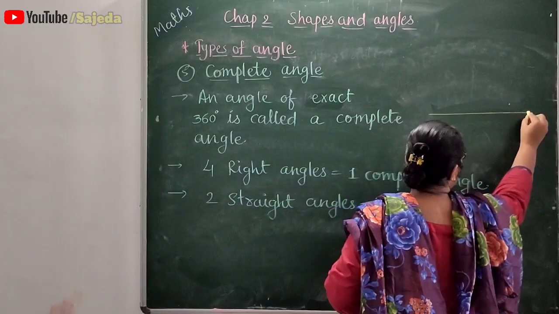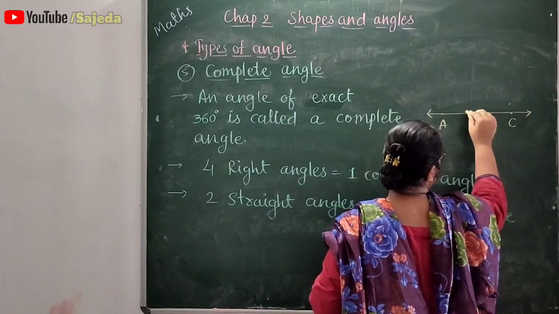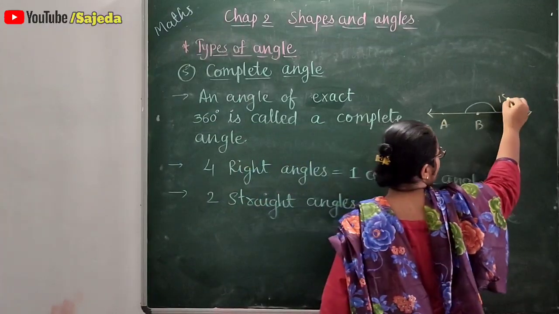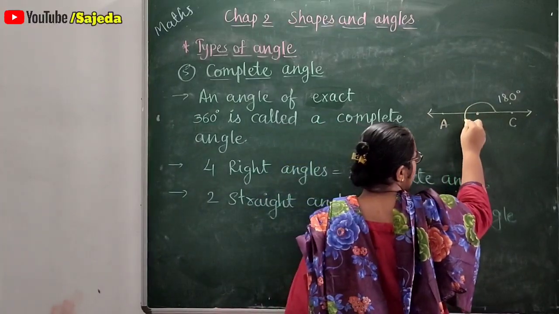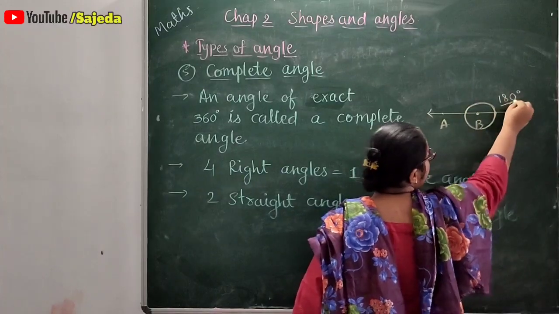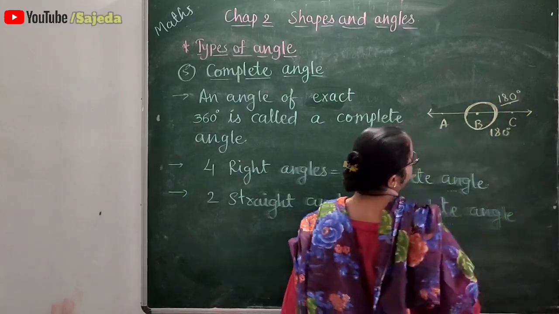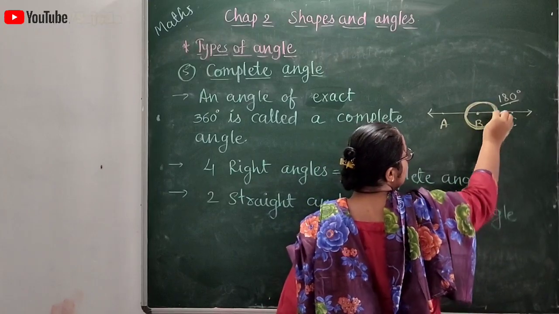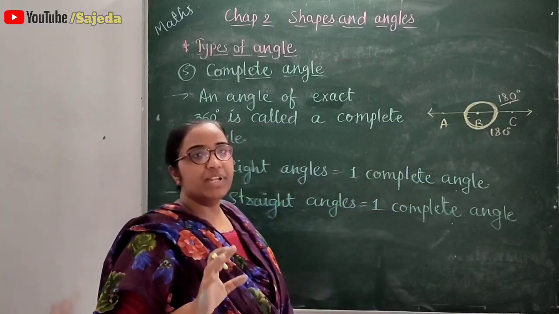So let's see here. This is angle ABC, and if you remember, this is a straight angle, and measurement of straight angle is 180 degree. Now if I continue this angle in the opposite direction also, now it makes 180 degree, another 180 degree, total 360 degree. So this angle is called complete angle. It completes a circle, 180 degree, another 180 degree, and it is called complete angle.